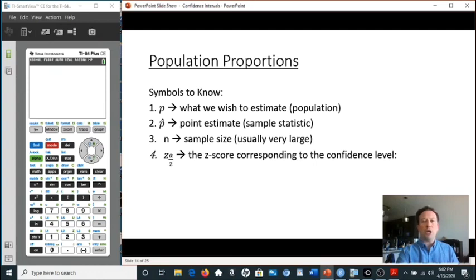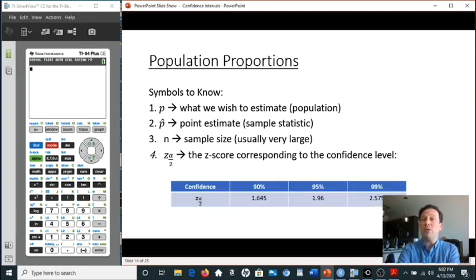And the z-score that we're going to use is what we call z sub alpha over 2, which is the z-score corresponding to the confidence level. I'm going to explain a little more about that alpha over 2 in just a minute. But first, here's a table that you really should copy down and save for your notes, because you're going to be using this table quite a bit. The 3 common confidence levels that I mentioned before are at the top, and the z-scores that correspond to those are in the second row. You're going to need those z-scores.